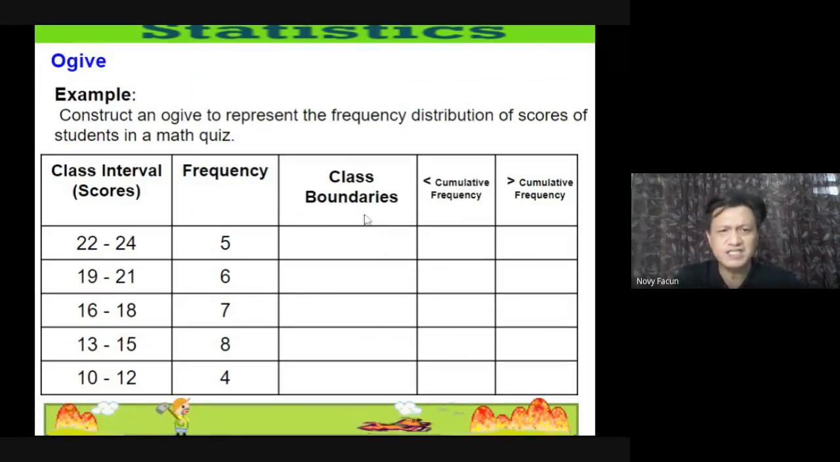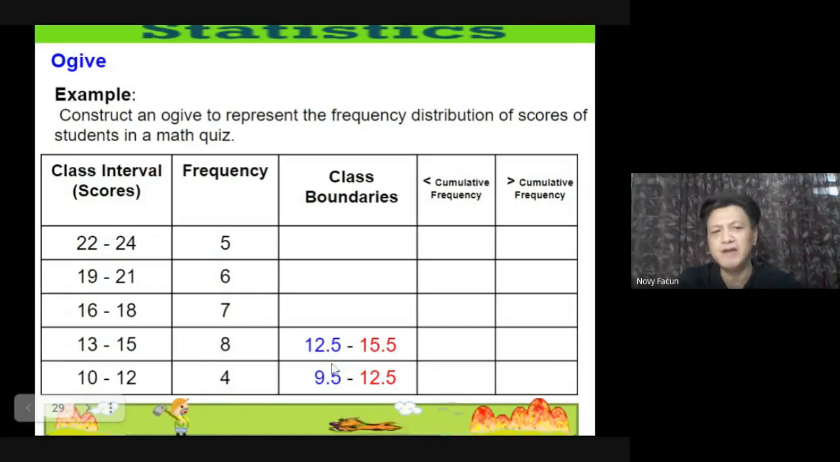Okay, so first, to find the class boundaries, di ba, titingin tayo sa lower limit. Mag-minus tayo ng 0.5. Then yung upper boundary naman, magpa-plus tayo ng 0.5 dito sa upper limit. Kaya 10 minus 0.5, 9.5 yon. Kaya that is 9.5 to 12.5. Nag-plus ka ng 0.5 doon sa upper limit na 12. Ganun din dito sa second class boundary. Nag-minus ka ng 0.5 sa 13, kaya 12.5. Nag-plus ka naman ng 0.5 sa 15, kaya 15.5.